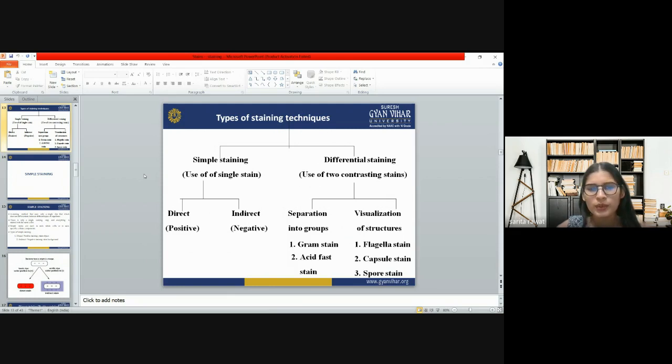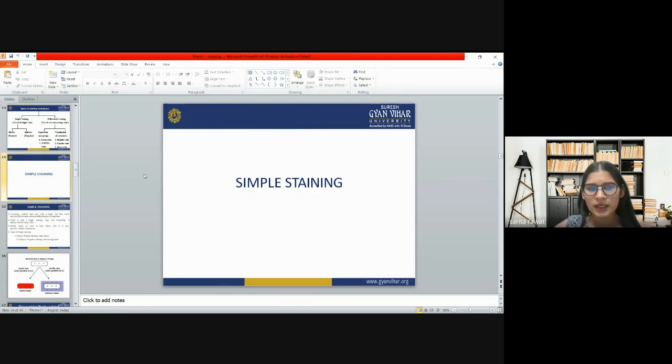The first one, simple staining, we have categorized into two types: direct and indirect. Direct is positive and indirect is negative. Now differential staining is of two types: separation into two groups, the first being Gram stain and acid-fast stain, and the second being visualization of structures, for which we can see flagella stain, capsule stain and spore stain. Now we will see these staining techniques in detail. First we will start with simple staining.